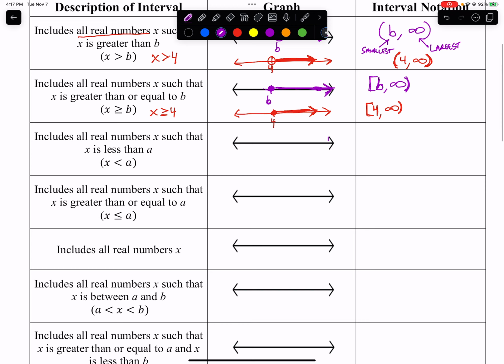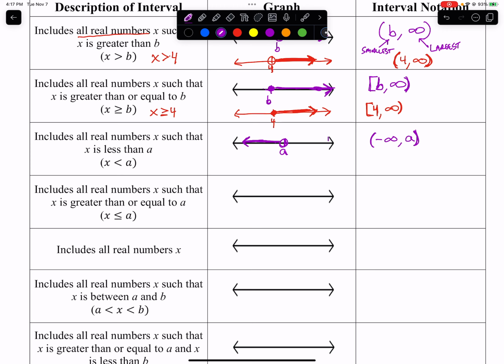All right, moving along here. Let's do all numbers where x is less than a. On this graph, I would put a, and I would use an open circle because we're not including it, and it's all the values less than a. Again, a could be some number like 4 or 5, like I did before. So how would I write this out? Well, this time my smallest number is negative infinity, and my biggest number is a. And I'm not including a, so I use a rounded parenthesis.